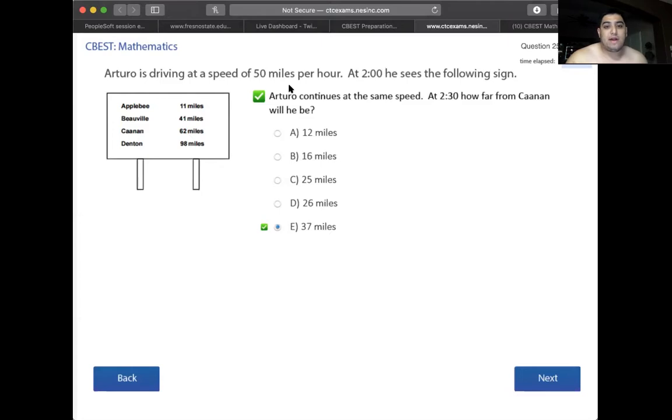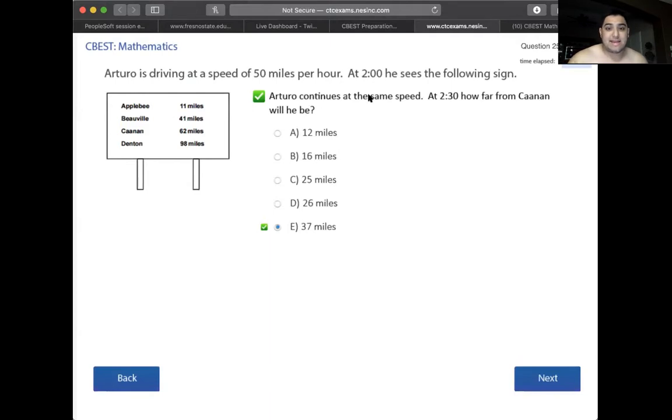So 50 miles per hour. So from 2 to 3, he makes 50 miles up from 2 to 3. Now the question they're asking is, Arturo continues at the same rate at 2:30, so half of an hour. Half of an hour. So half of that is 50 miles. Or half of 50 is 25. And I seen you clicked 25. And you're correct. He traveled 25 miles.